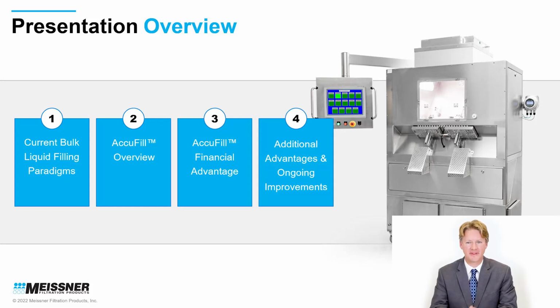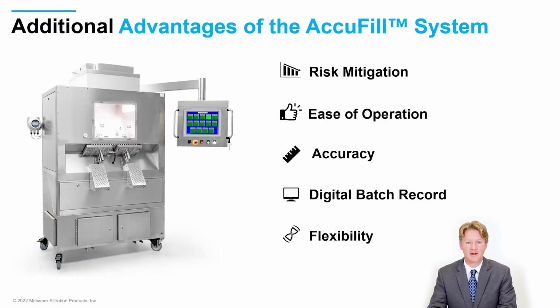Let's take a look at some of the other advantages of the AccuFill that might not be so obvious. First is risk mitigation. Filling containers in an ISO 5 controlled filling chamber, as opposed to the room environment, minimizes the risk of contamination. And because the fill nozzle fills one container at a time, if there's any issue with that container, only that single container needs to be removed, rather than putting an entire manifold assembly at risk.